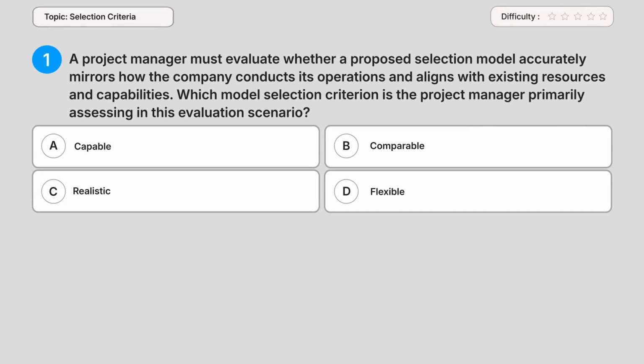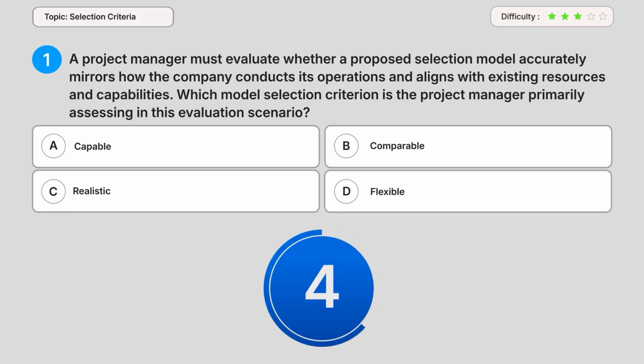1. A project manager must evaluate whether a proposed selection model accurately mirrors how the company conducts its operations and aligns with existing resources and capabilities. Which model selection criterion is the project manager primarily assessing in this evaluation scenario? A. Capable. B. Comparable. C. Realistic. D. Flexible. Can you guess the answer?